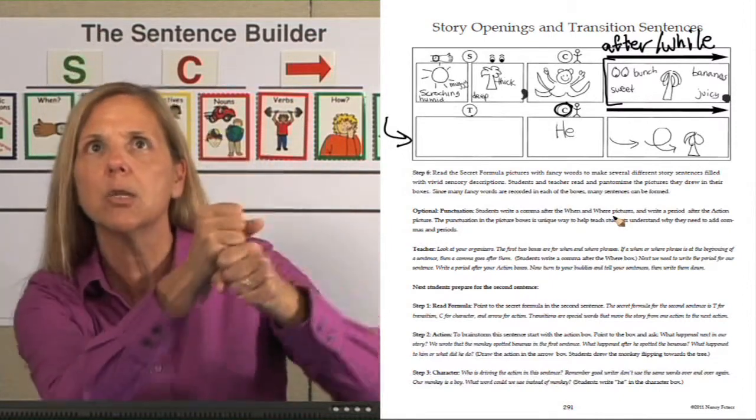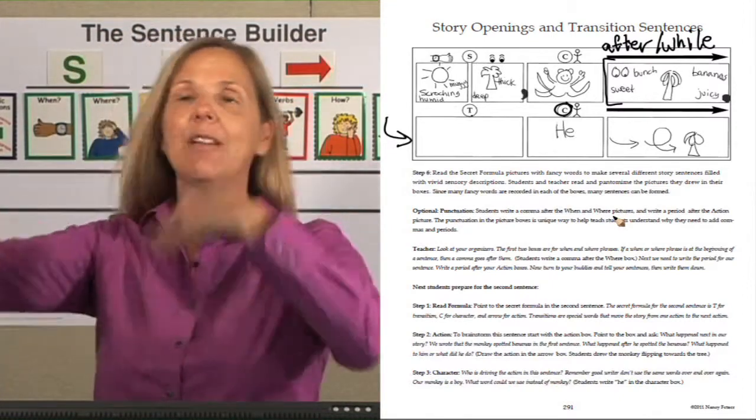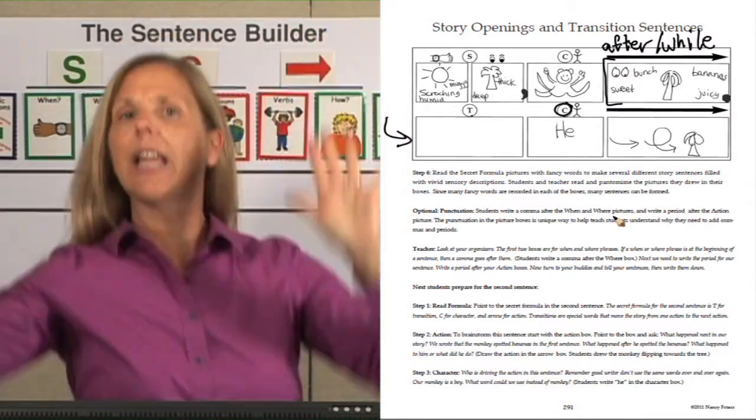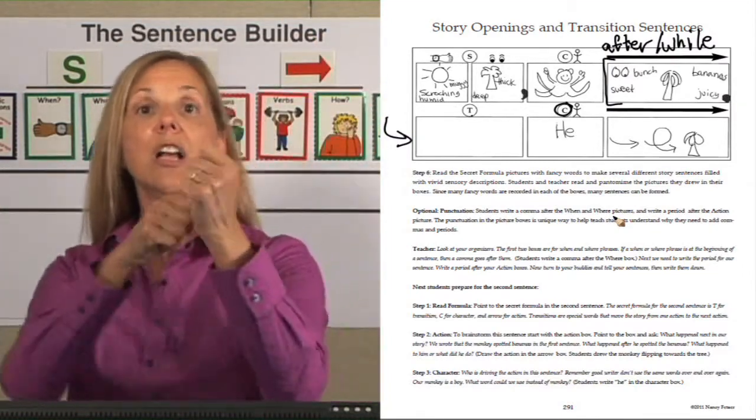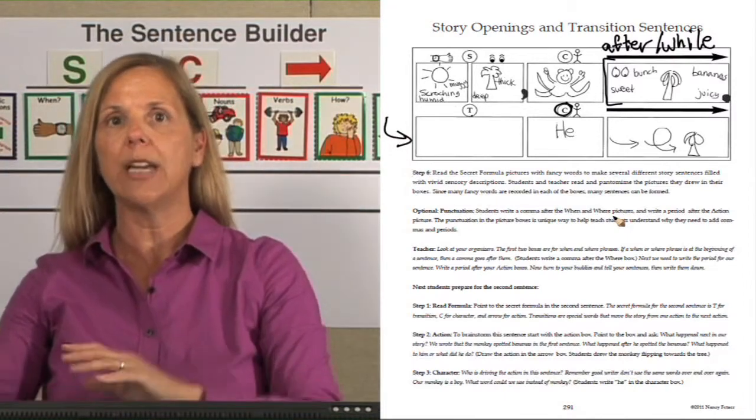Then what did he do? Let's see, he swung. He flipped through the air. Then he flipped through the air. And then what did he do? Then he landed on the tree. So he swung, flipped, and landed on the tree.